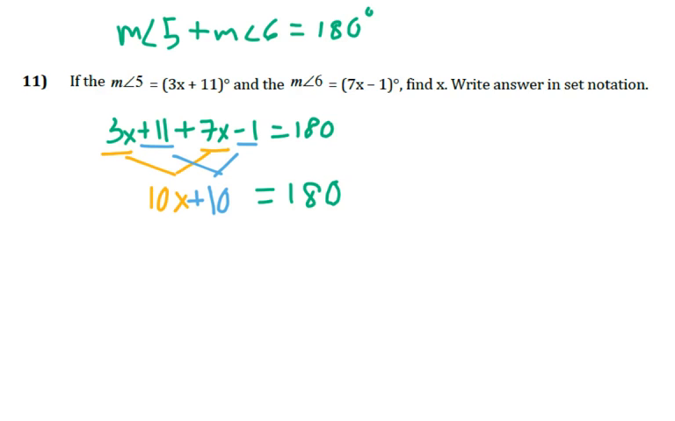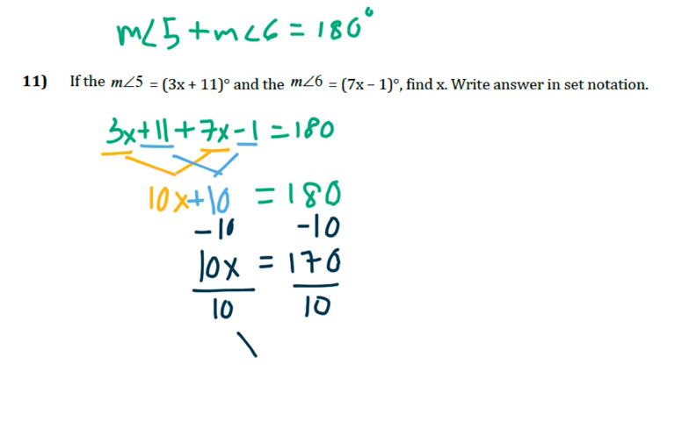And now we are going to do the opposite of what's happening to x. So let's go ahead and subtract 10 from both sides of our equation, which leaves us with 170 equals 10x. And now we're going to divide, because 10x is 10 times x, so we're going to divide by 10, and we get that x is equal to 17. Now remember, we need to put this into set notation, so we're going to write the set x such that x equals 17.